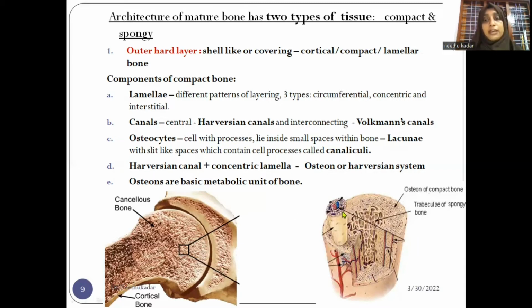So this figure shows an osteon. Centrally you have the Haversian canal, which mainly comprises vessels and nerves, and it is surrounded by concentric lamellae. Within the concentric lamellae, you can see certain cells. The outer shell or hard bone is called cortical bone, whereas in the inner part of the bone, you can see the trabecular type, which is the cancellous or spongy bone.